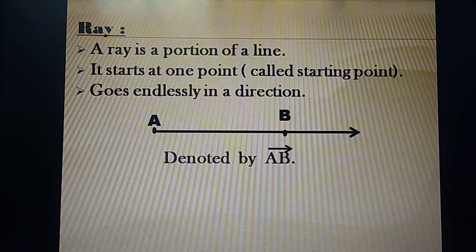The bar on the name can easily distinguish line, line segment and ray. If there is no arrow, it means it is a line segment. If there is one arrow, it means it is a ray. If there are two arrows, it means it is a line.